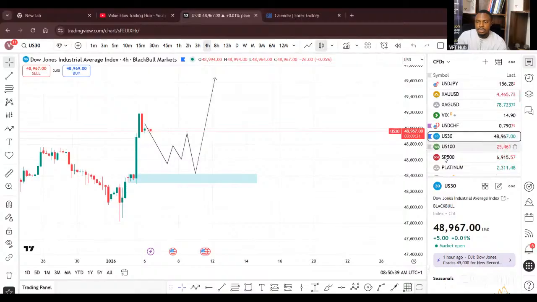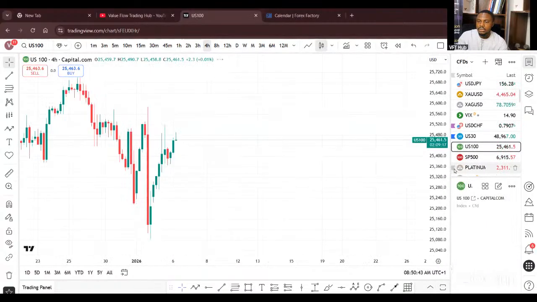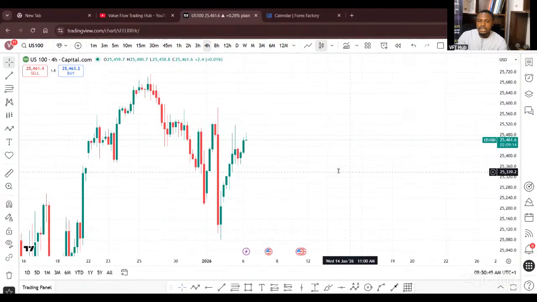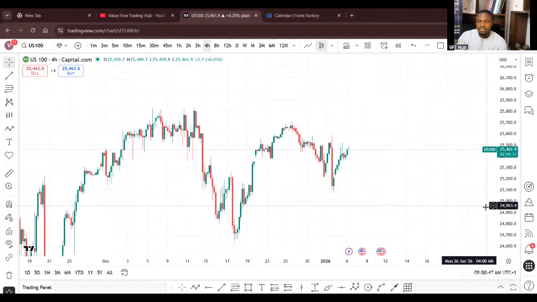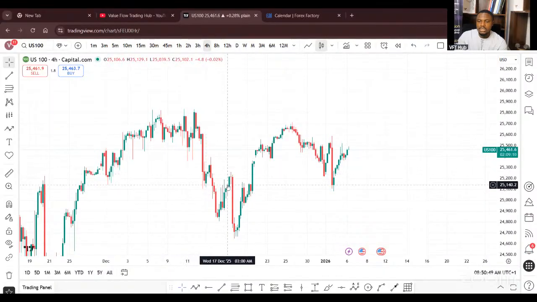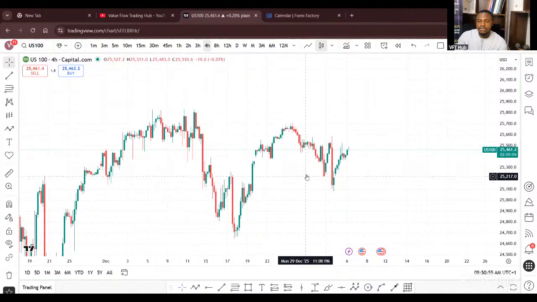All right, on US30, that's all for US30. Let's move to US100, which is our NASDAQ. NASDAQ didn't push that much yesterday. We didn't see that much of a push, right? This is quite really, really interesting. This is kind of like a what?